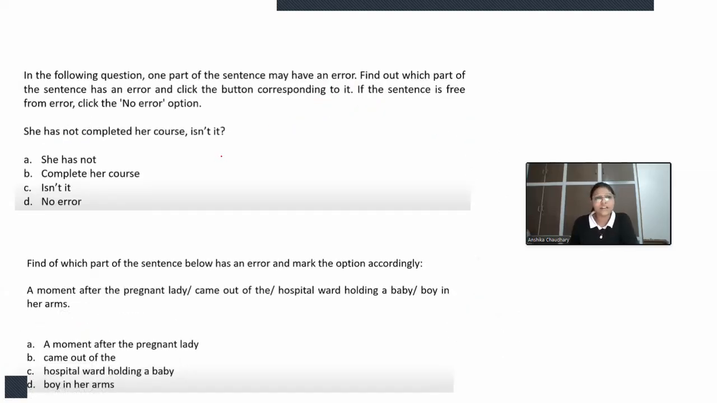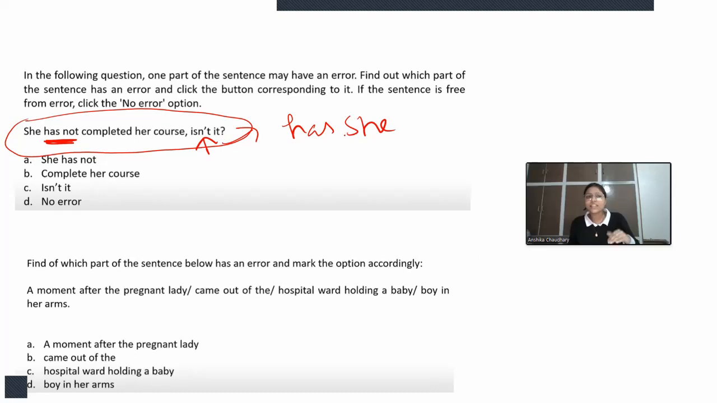Moving next, again, there is a sentence, and we need to find out where the error is and what the error is, right? She has not completed her course, isn't she? See, the error lies here, isn't she? We are talking about has and have form, right? We are talking about present perfect, right? So we will be using here has she, right? We are asking that she has not completed her course. Has she? Like we are asking. In general, we are asking has she? क्या उसने कर लिया है? Right? So that's why we will be using has she. So the error here lies in the isn't part.